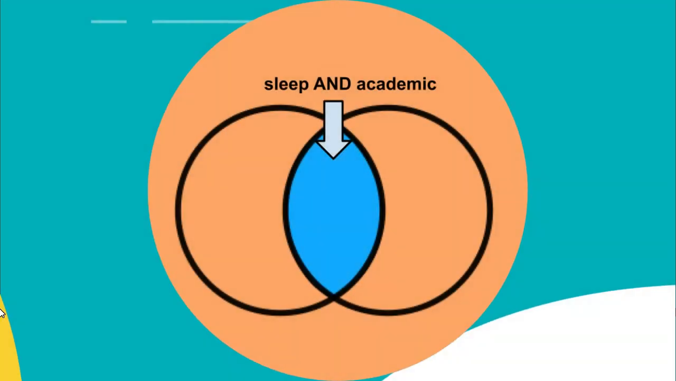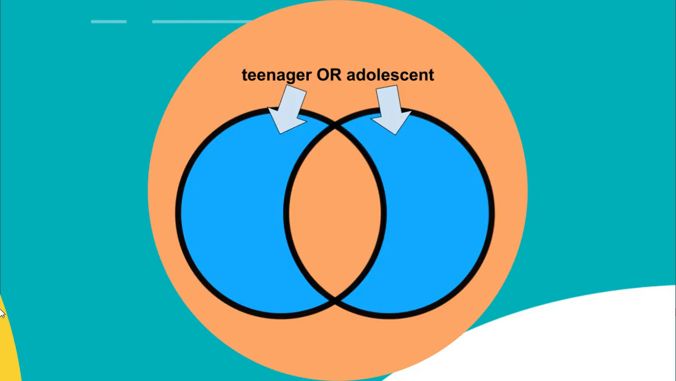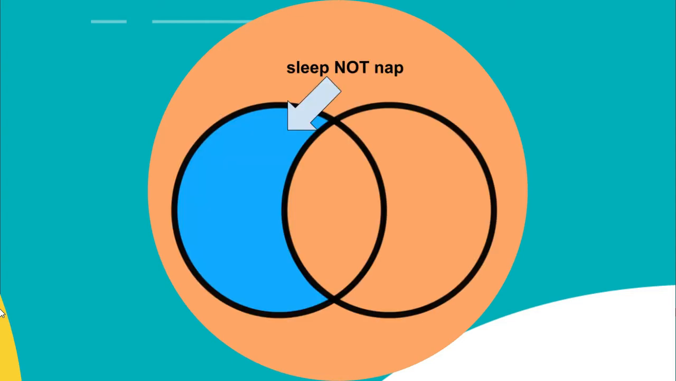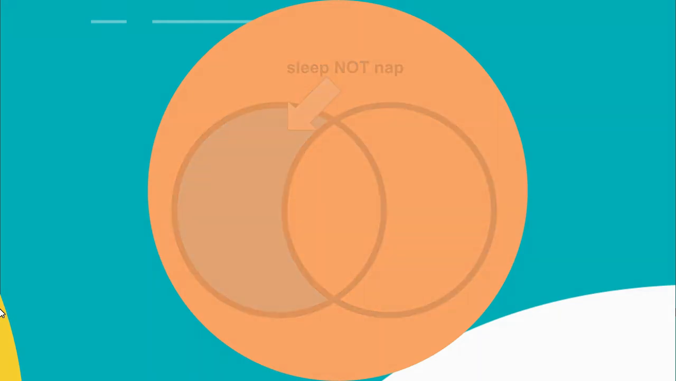The operator AND combines search terms so that each search result must contain all of the terms. Here we use sleep AND academic. OR combines search terms so that each search result contains at least one of the terms. This helps you cover your bases, so you can find sources that use different words to describe your topic, like adolescent or teenager. NOT excludes terms, so that each search result does not contain any of the terms that follow it. So if we want to avoid some particular concept, we could try something like this: sleep NOT nap.